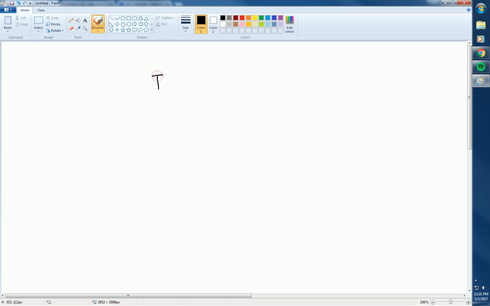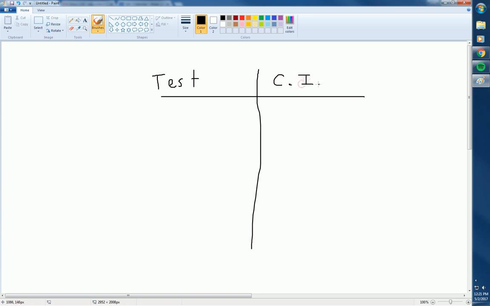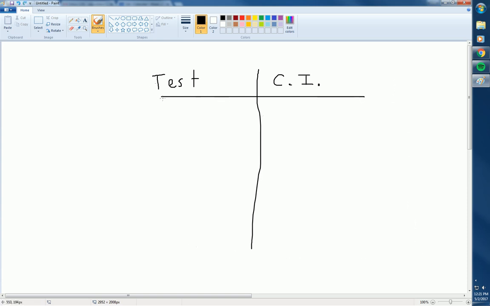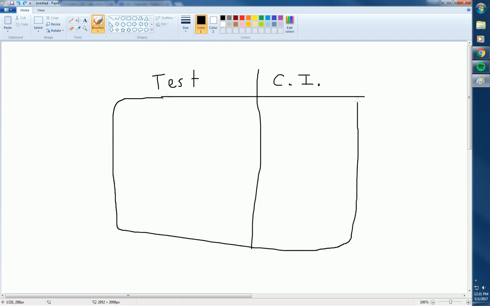So anytime you look at a problem, you have to ask yourself a few questions about what's going on and what they're asking for. They might ask for a test or a confidence interval, so you need to classify the problem based on what it's asking for. Then you also need to decide if you're talking about a proportion or if you're talking about a mean, or maybe multiple proportions or multiple means.